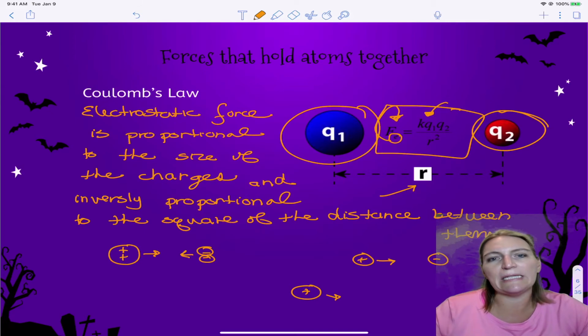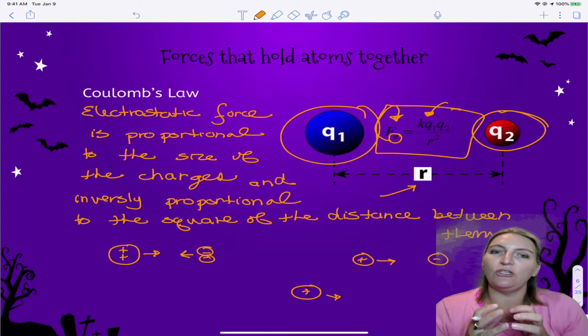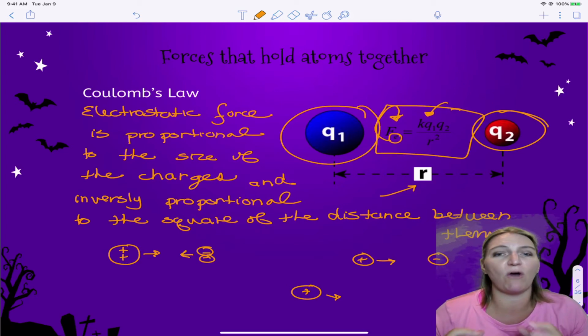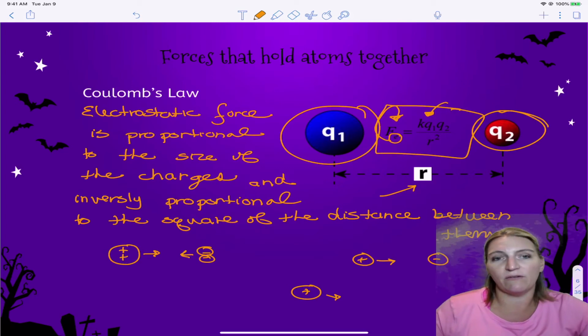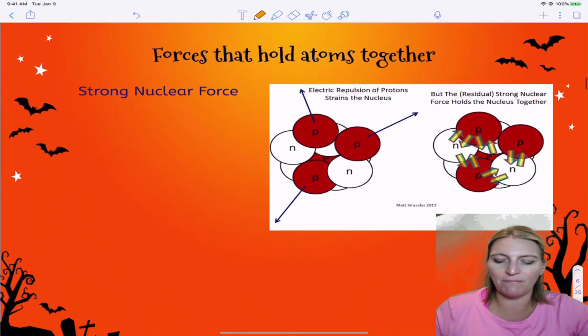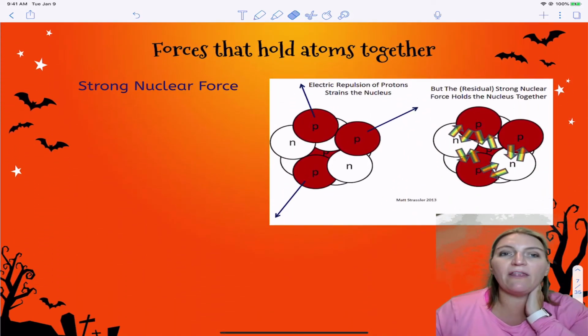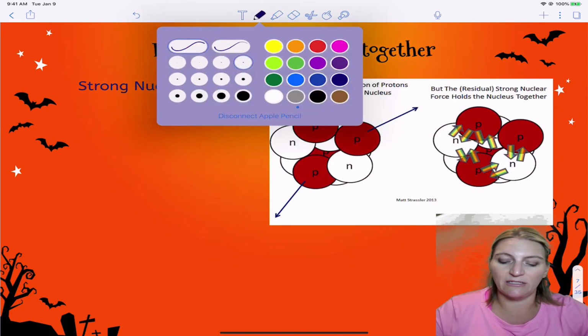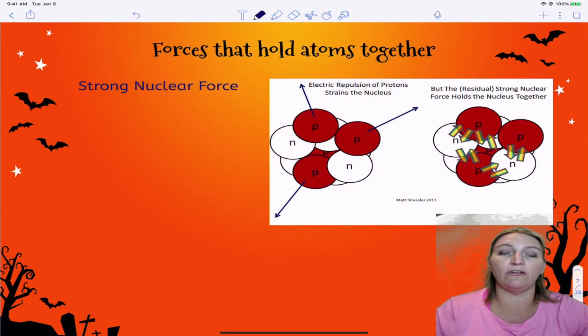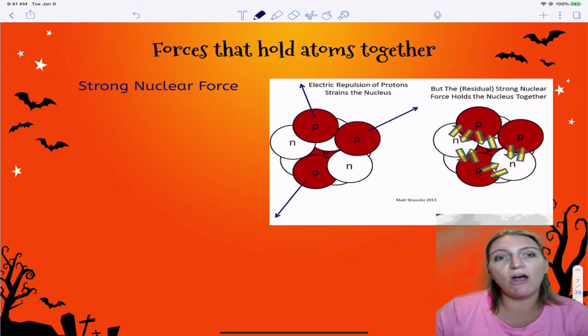And that brings up a really interesting conundrum, because if we know like charges repel, then why does the nucleus stay together? The nucleus is super dense and packed with protons and neutrons, and of course, neutrons are neutral. So there must be something holding the nucleus together. There are really only 4 fundamental forces in science, and this is one of them. The electrostatic force is one, and gravity is another. The strong nuclear force and the weak nuclear force are the other 2, and they only happen inside the nucleus. The strong nuclear force is what holds a nucleus together.